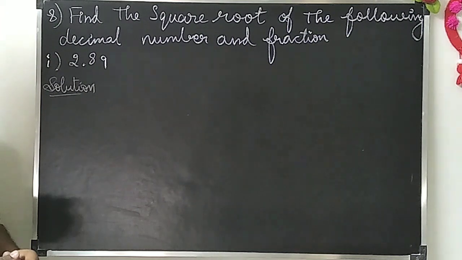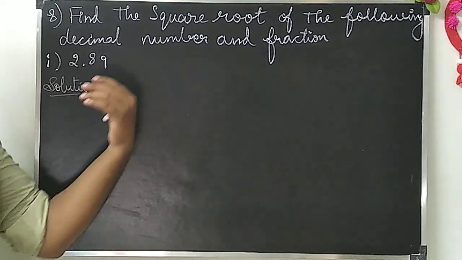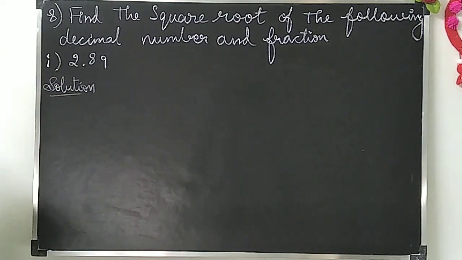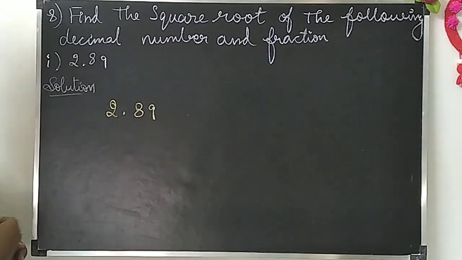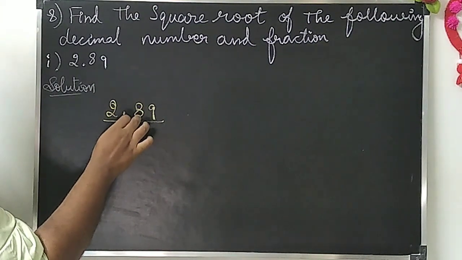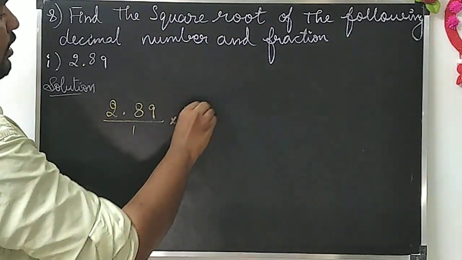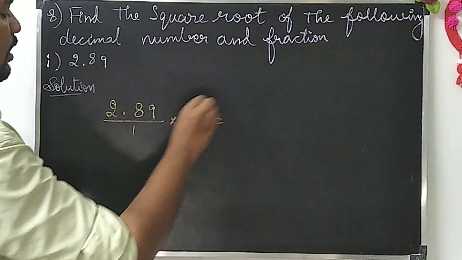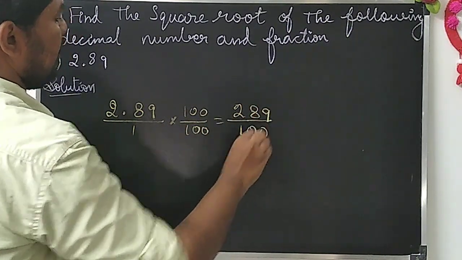Next, the square root of the following decimal number and fraction. The first one is 2.89. It is a decimal number. First we want to change the decimal number into fractional or rational number form. So the given number is 2.89, the denominator is 1. Next check the decimal place value. It is tenths, this is hundredths. So multiplying by 100 over 100, the number will change to 289 divided by 100.